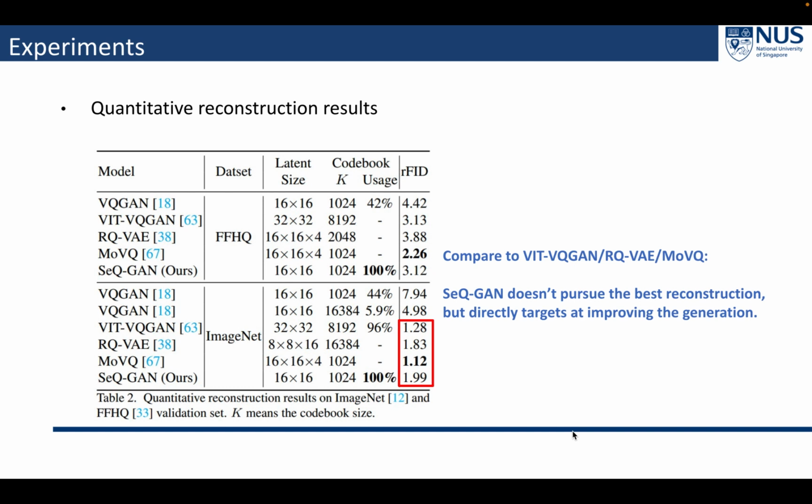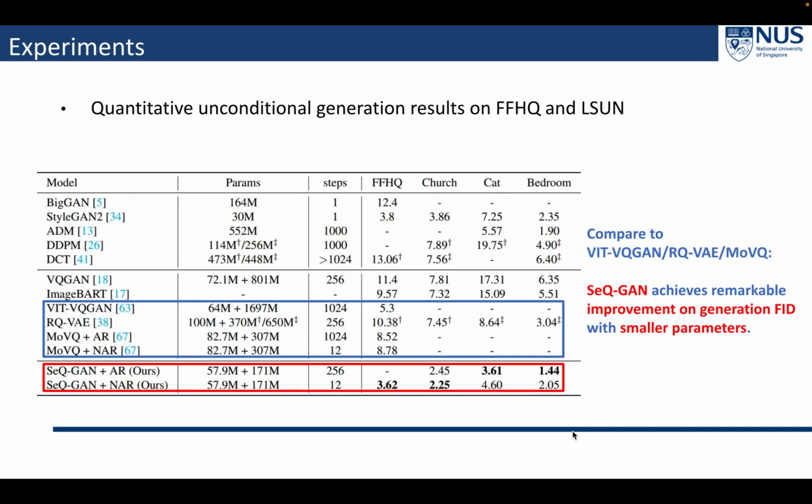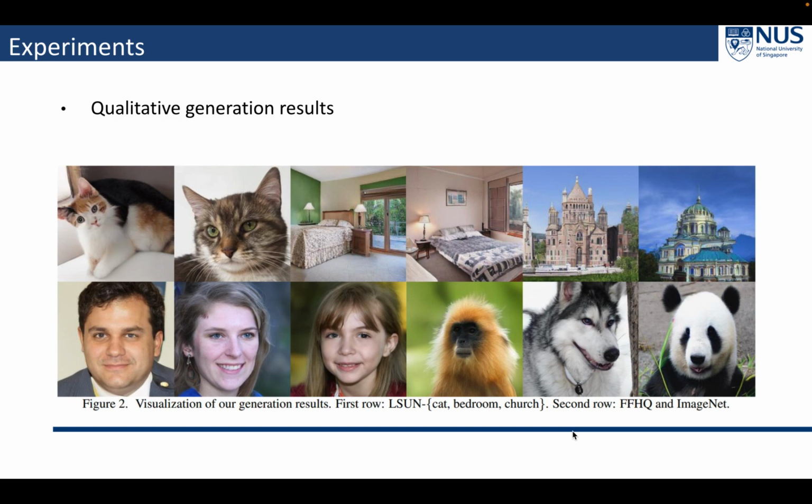From the quantitative reconstruction results, we can see our reconstruction does not surpass the previous VQ tokenizers, but in generation, our results remarkably improve on previous VQ-based generative models by a large margin in generation FID. Here are the generation results of our method.